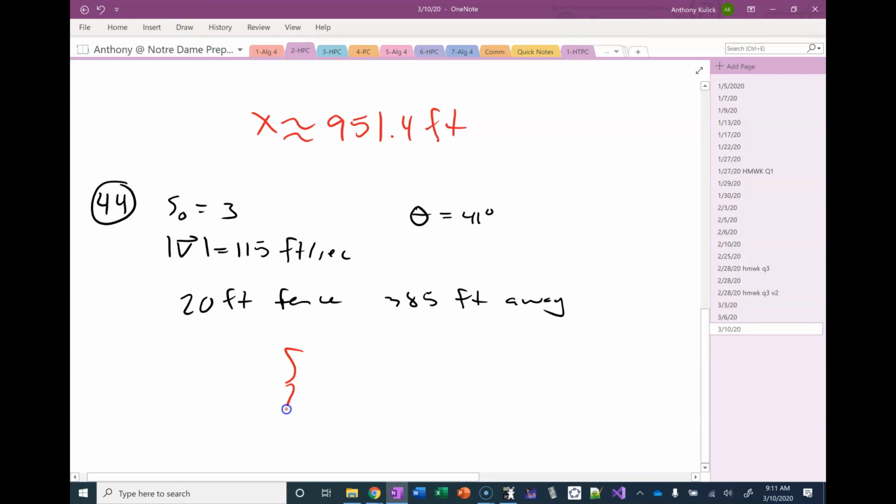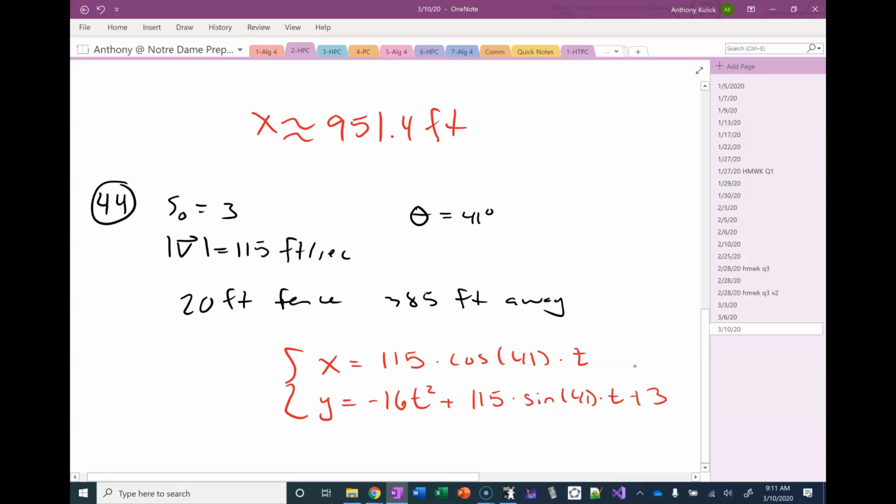Okay, so x is going to equal the initial velocity times cosine of theta times t. And y is going to equal negative 16t squared plus the initial velocity times sine theta times t plus the initial height.